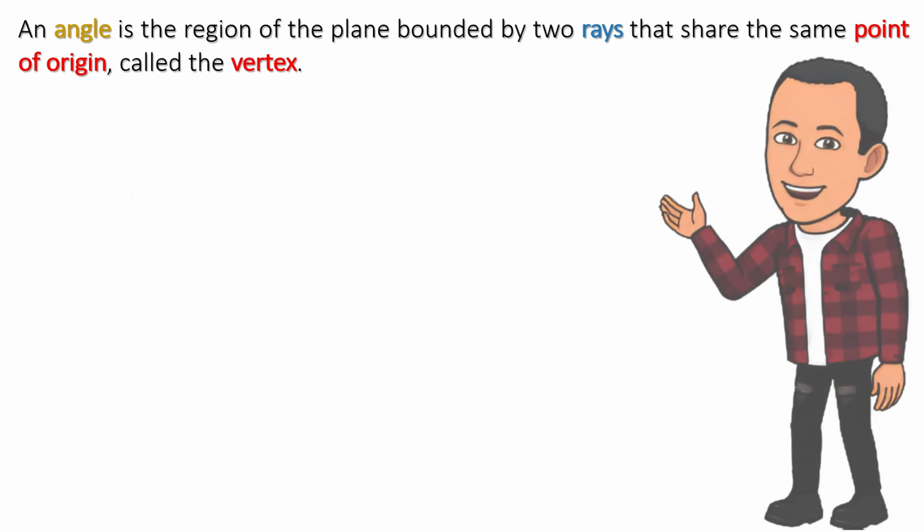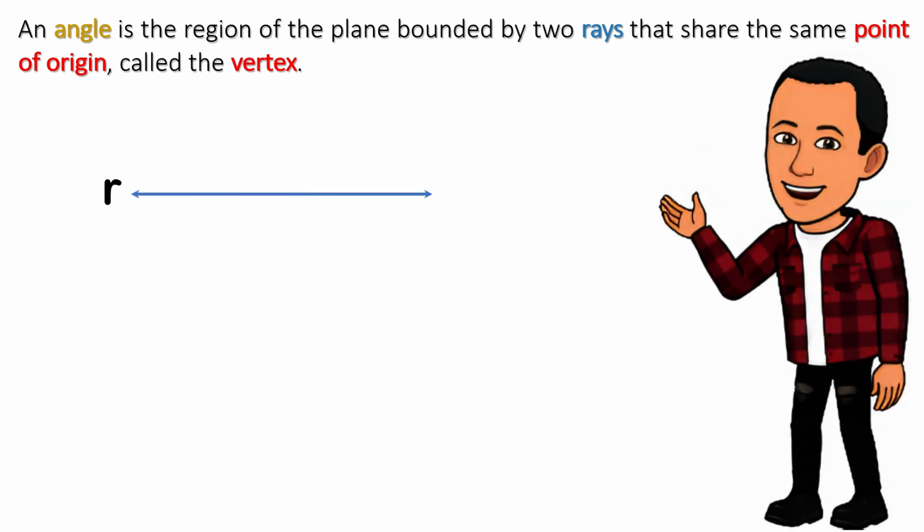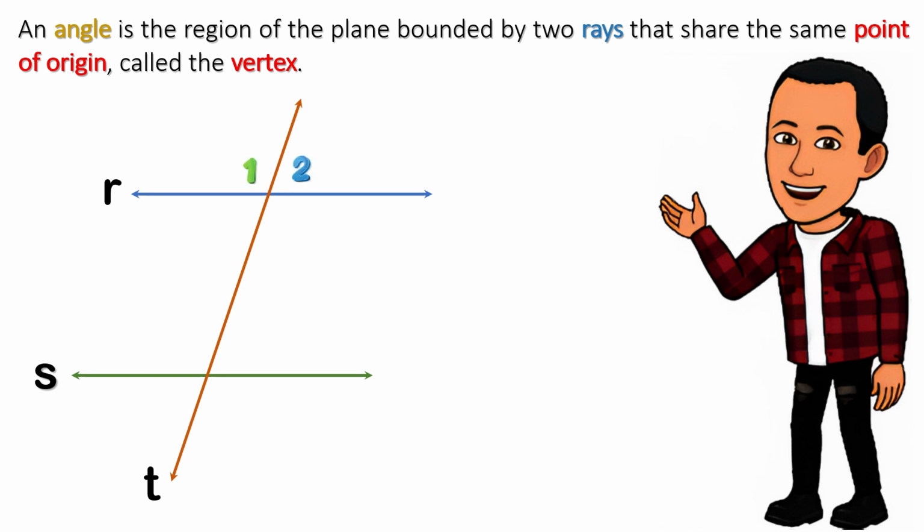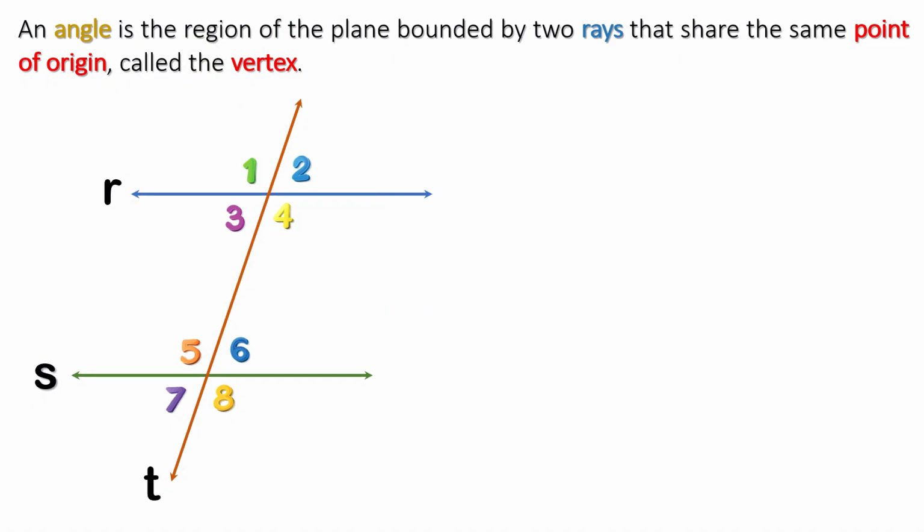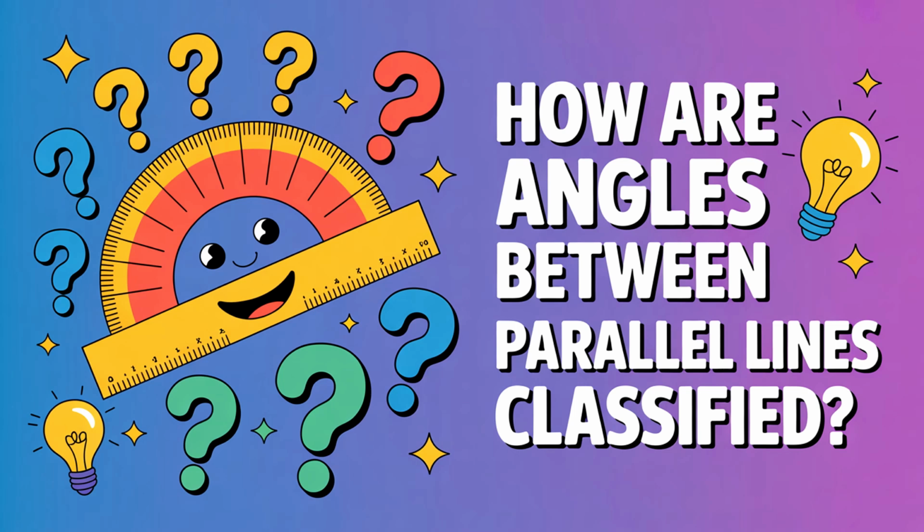From this definition, we have a line that we will identify as R, another line that is parallel to this one that we will identify as S, and these two are cut by another transverse line which we will identify as T. We will identify the angles as 1, 2, 3, 4, 5, 6, 7, and 8 respectively. With these elements, how are angles between parallel lines classified? We will start with alternate angles, which are divided into two classifications.